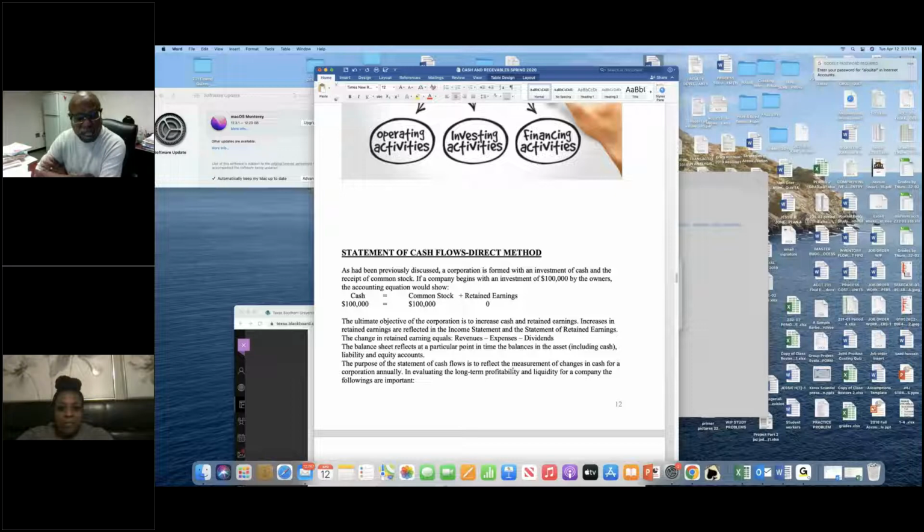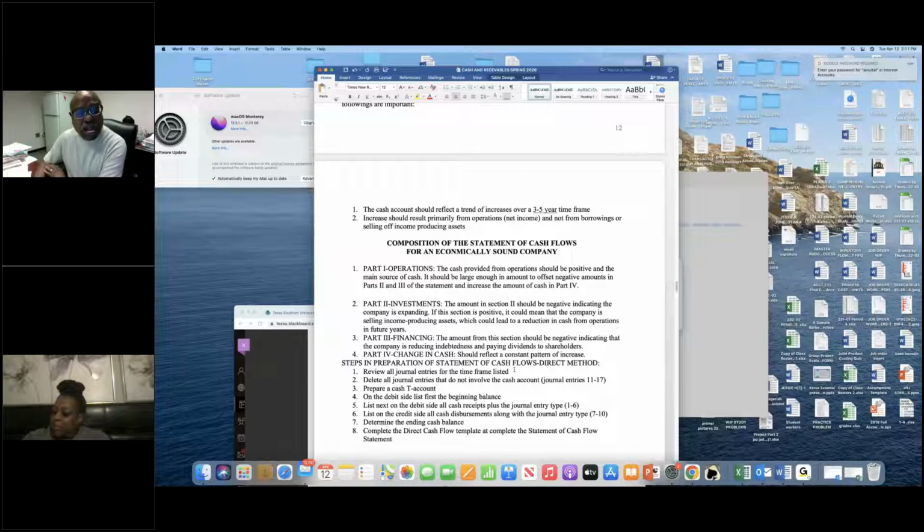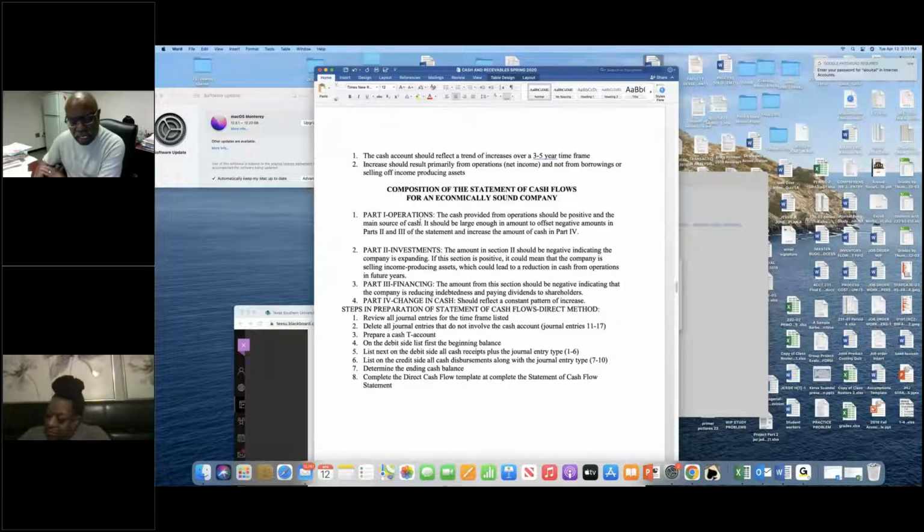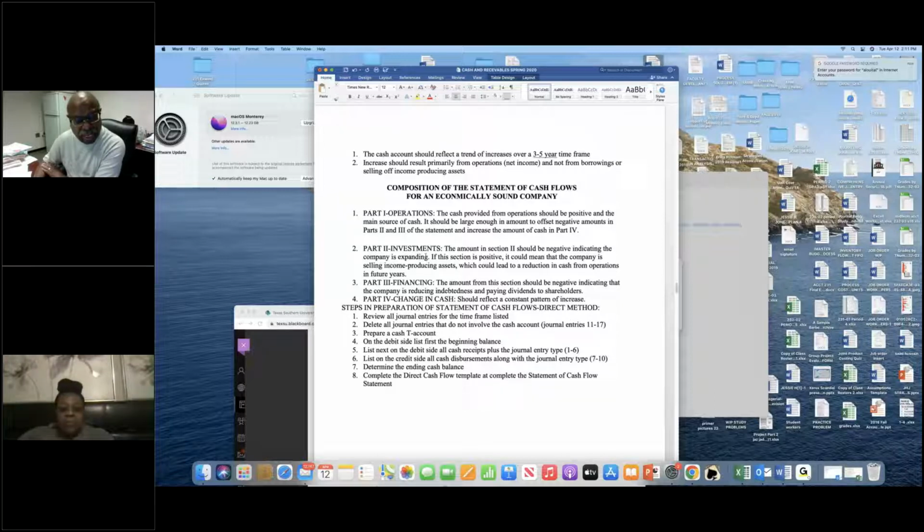So there are 4 parts to the cash flow statement. Operations. This is where cash is supposed to come through. ExxonMobil is supposed to sell gas. Part 2, investments. ExxonMobil is not in the business of selling land in general, just buying land and selling it. So they start to sell some of their plants. They got a refinery and they sell it.